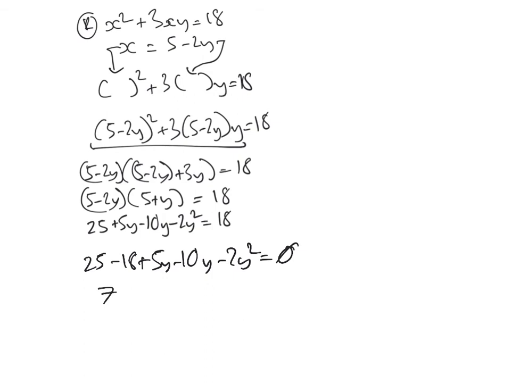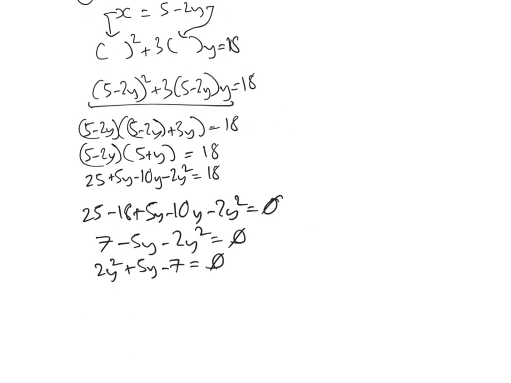Plus 5y minus 10y is minus 5y, minus 2y squared equals 0. Times everything by -1 to toggle the signs and rearrange it, and we end up with 2y squared plus 5y minus 7 equals 0. Okay, now, is there a common factor for the coefficients? Nope, there isn't, because 2, 5, and 7 don't have a common factor. So we can try and factorize it.